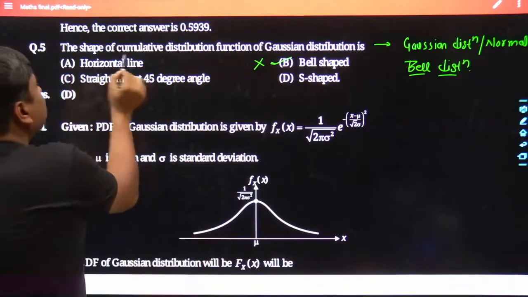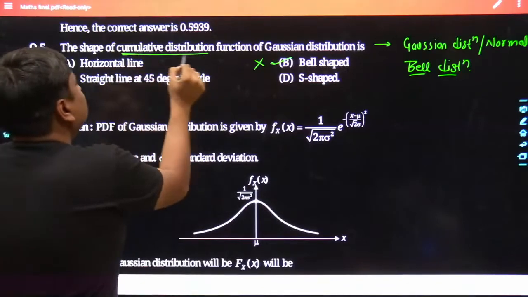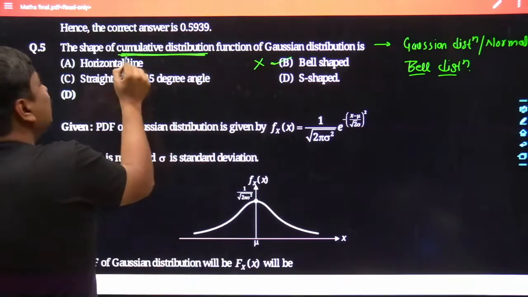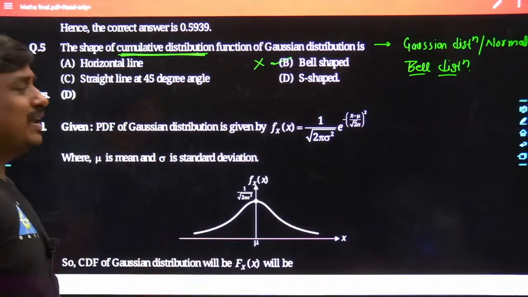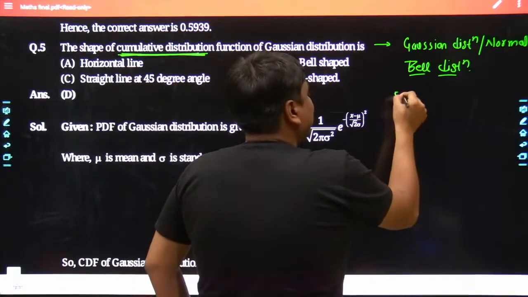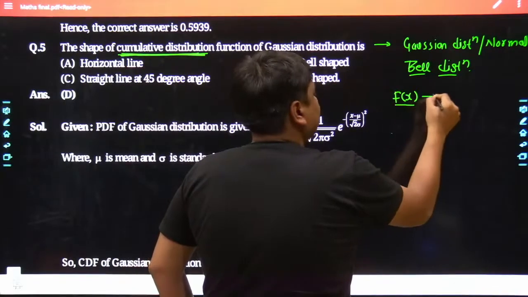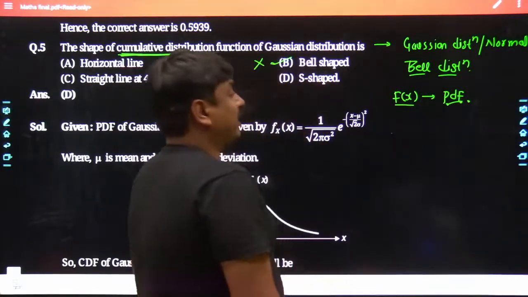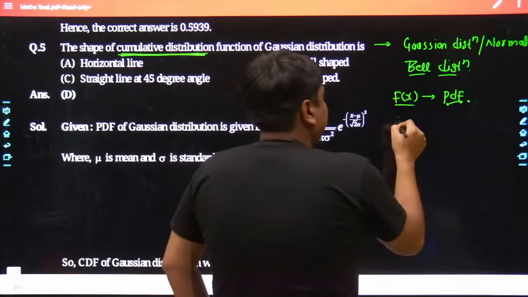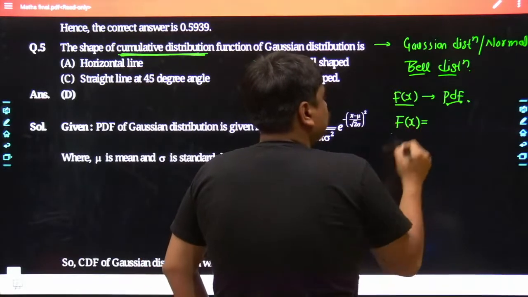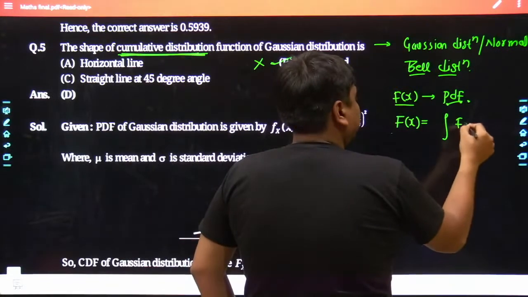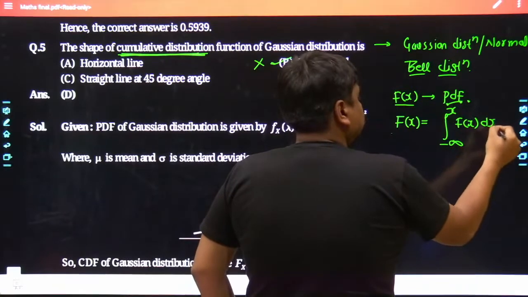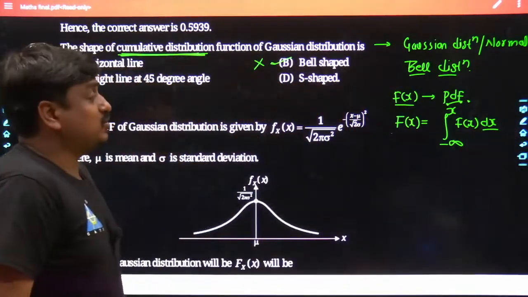What does it say? The shape of the cumulative distribution. It is not talking about the probability density function, it is talking about the cumulative distribution. How is the cumulative distribution to be calculated? My dear friends, if you have a probability density function defined as f of x for a given continuous random variable x, then capital F of x is defined as the integration of f of x from minus infinity till x, dx.